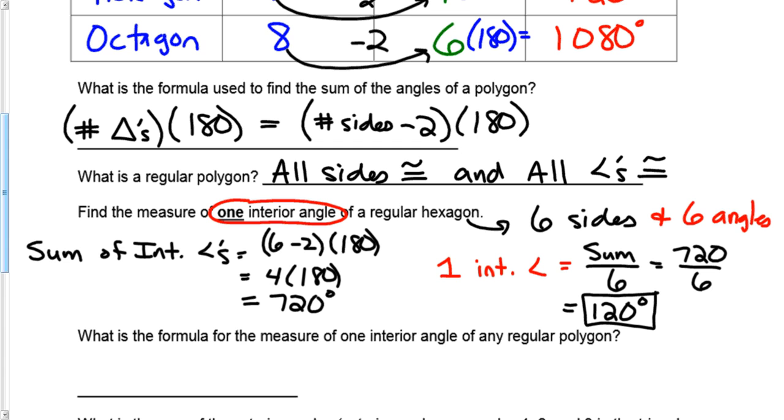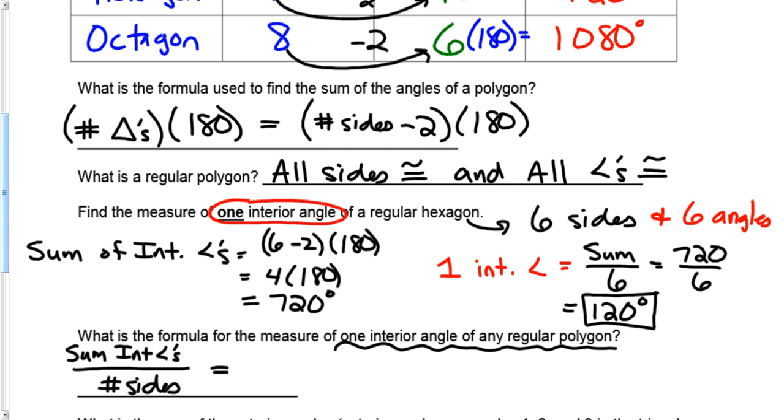So the next question is, what's the formula now for finding the measure of one interior angle of any regular polygon? Well, all I did was I took the sum of the interior angles and I divided it by the number of sides. But let's write this a little bit better because I know the formula for the sum of the interior angles. The sum of the interior angles was the number of sides, subtract 2, multiply that by 180, and divide that by the number of sides. Now, what most people do is they call the number of sides n. So typically, you will see this formula look like this.